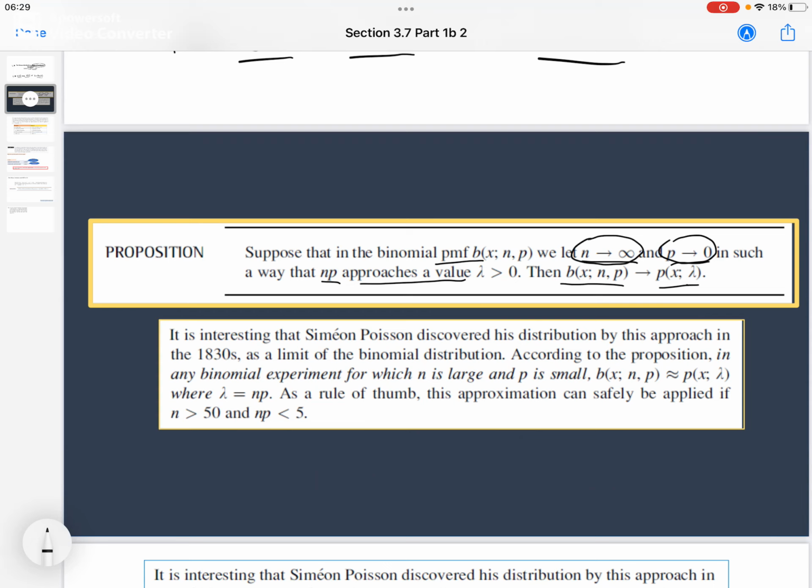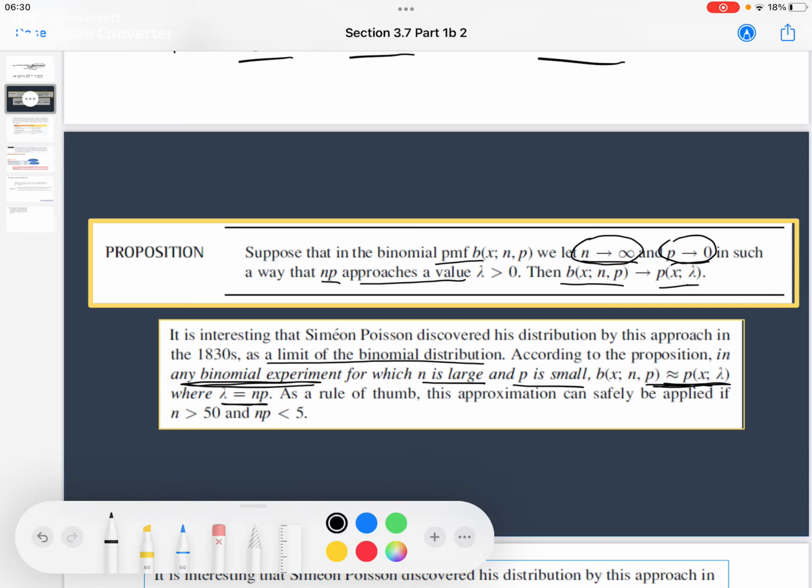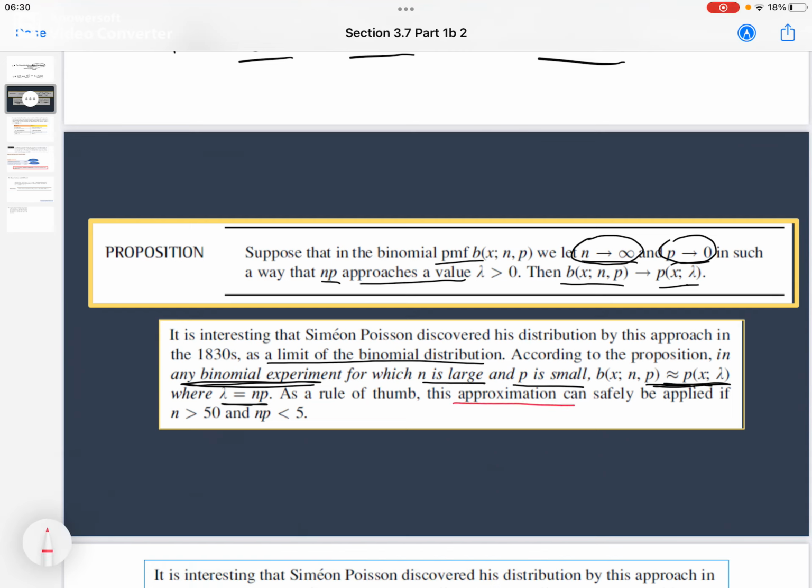It is interesting that Simeon Poisson discovered his distribution by this approach in the 1800s as a limit of the binomial experiment. According to the proposition, in any binomial experiment for which n is large and p is small, the PMF of the binomial distribution will approximately be equal to the PMF of the Poisson distribution, where lambda is equal to n times p. As a rule of thumb, we will say that this approximation can safely be applied if n is greater than 50 and p is less than 0.5, and so n times p will be less than 5.